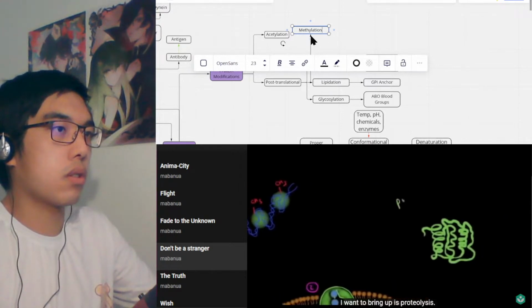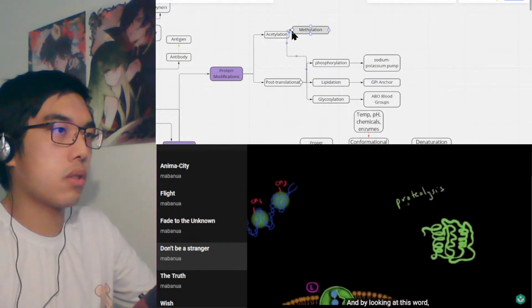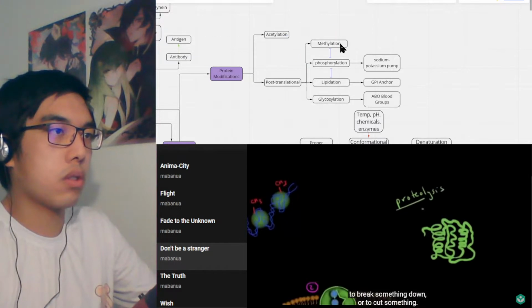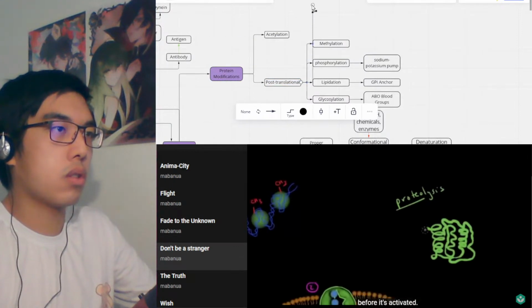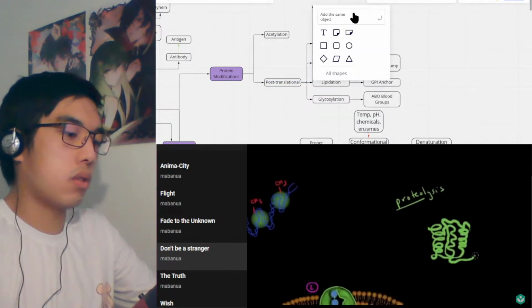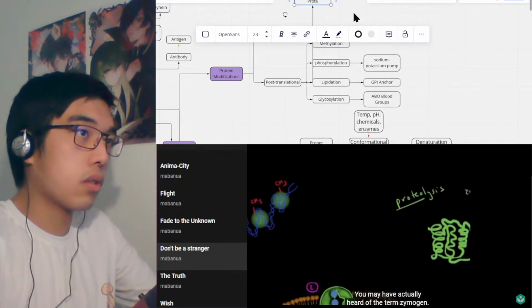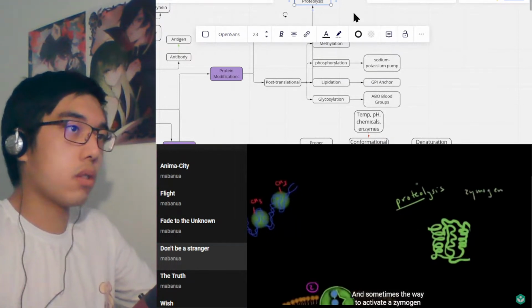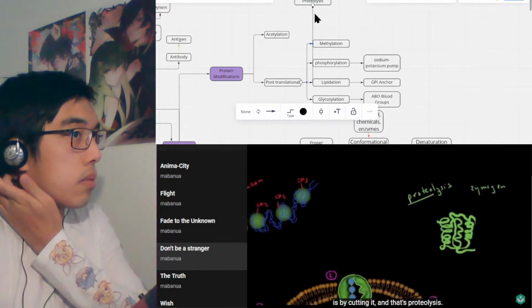And another protein modification I want to bring up is proteolysis. And by looking at this word, proteo means protein, and lysis means to break something down or to cut something. And in proteolysis, sometimes to take a protein and activate it, we need to cut it. And in fact, insulin has to be cut twice before it's activated. So let's cut this protein twice. And you may have actually heard of the term zymogen. And a zymogen is an inactive form of an enzyme. And sometimes the way to activate a zymogen is by cutting it, and that's proteolysis.